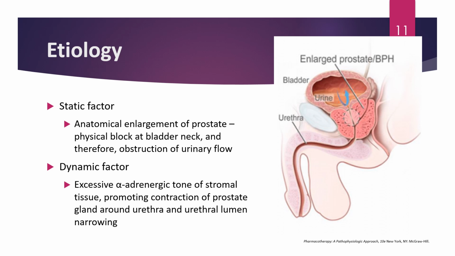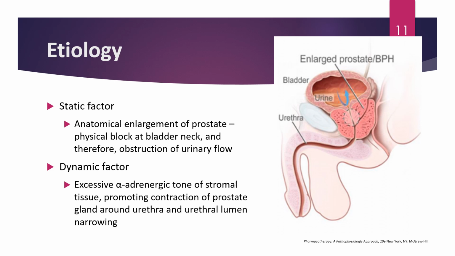Now, in terms of dynamic factors, excessive alpha adrenergic tone of the stromal tissue of the prostate may promote contraction of the prostate gland around the urethra. And as a result of contraction of this prostate gland, you may actually have a narrowing of the urethra because the prostate is compressed around it, and that may also minimize urinary flow as well.